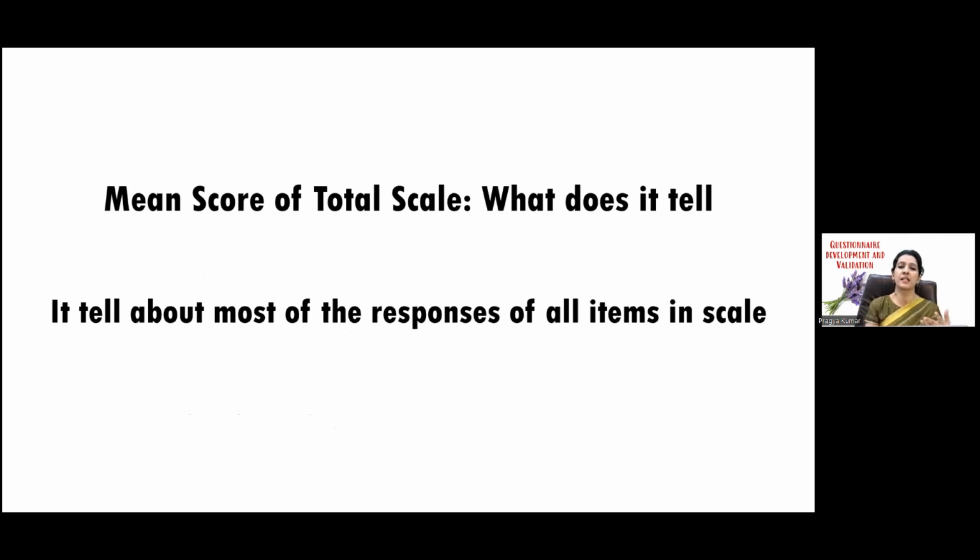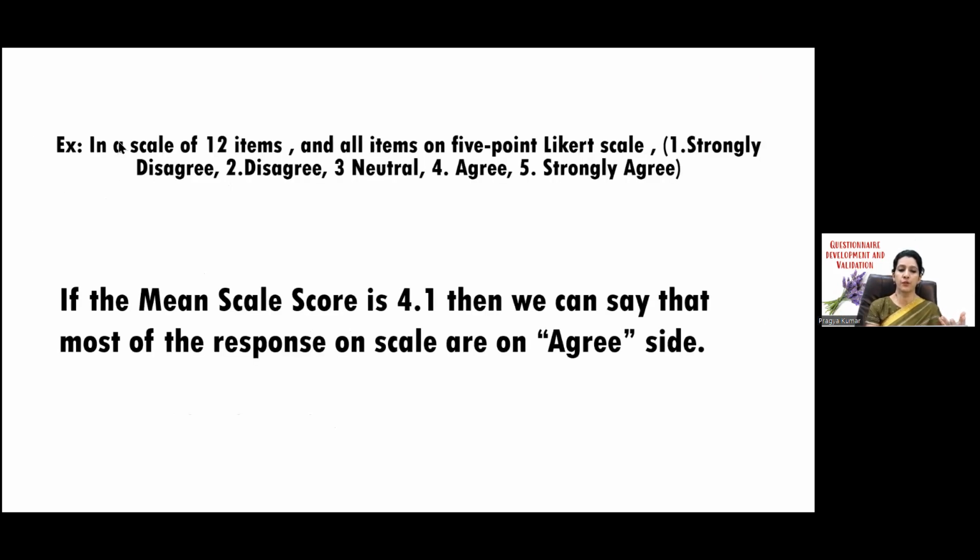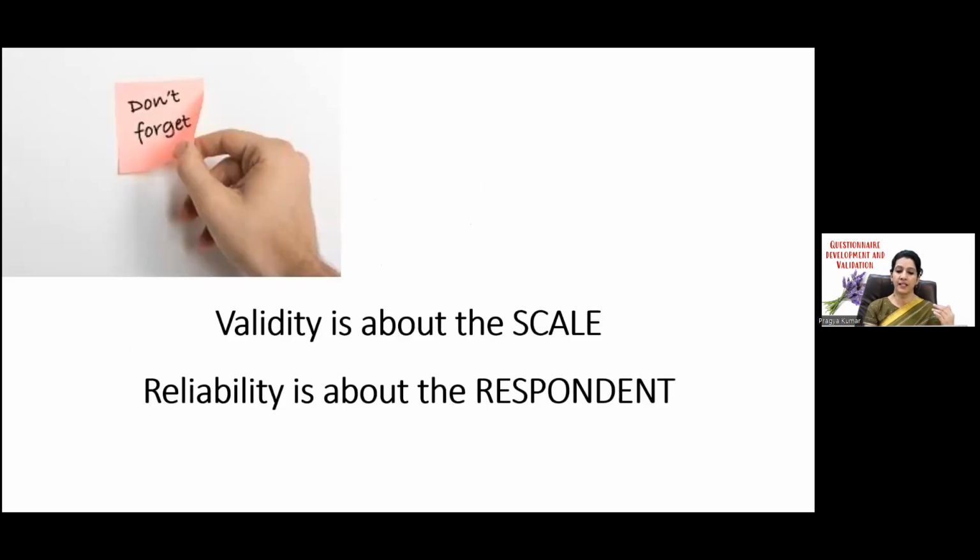Now we'll see in the output there's a mean score. What does it tell about the item in the scale? Let's say there's a scale of 12 items and all items are on a 5-point Likert scale, where 1 is strongly disagree, 2 is disagree, then neutral, agree and strongly agree. If the mean scale score is 4.1, then I can say that most of the people are agreeing. So we can say that most of the responses on this scale are on the agree side. That's the interpretation of the mean score of the scale. So validity is about the scale, but reliability is about the respondent.